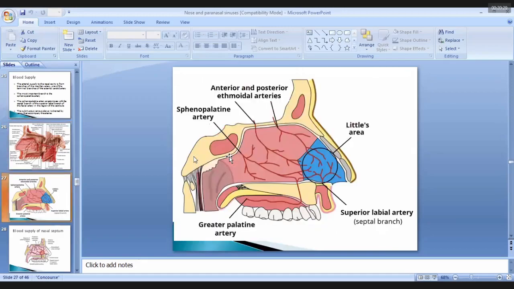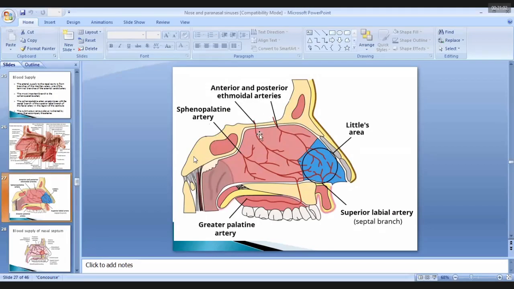So the blood supply of the nose is actually by the 5 branches. These are the sphenopalatine artery, a branch of the maxillary artery. Another branch of the maxillary artery is the greater palatine artery. The branch of the facial artery known as the superior labial artery. And these are the two branches of the ophthalmic division, that is a branch of the internal carotid artery, the anterior and posterior ethmoidal arteries.